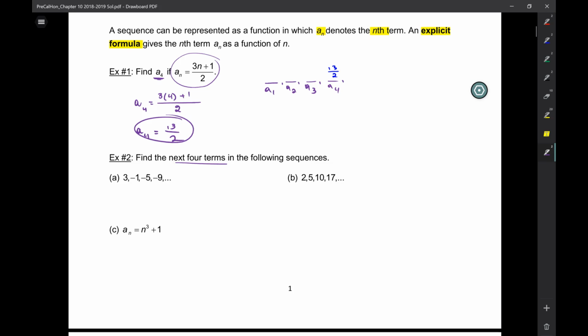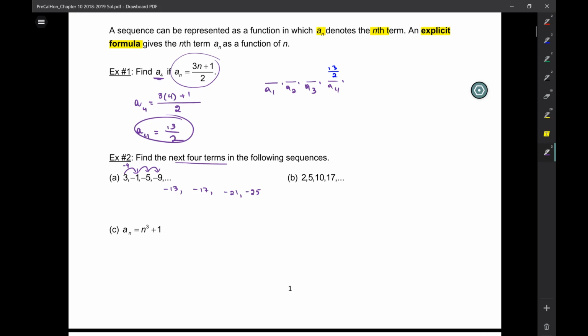What you want to do is this. I have a 3 here. What do I do to the 3 to get -1? What's one thing I can do? Subtract 4. Now see if that holds for every single one that comes after that. If I subtract 4, do I get -5? Yep. If I subtract 4, do I get -9? Okay, so that's the pattern, subtract 4. So the next 4 are going to be -13, -17, -21, -25.